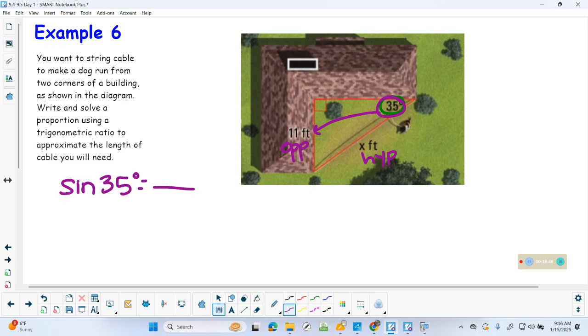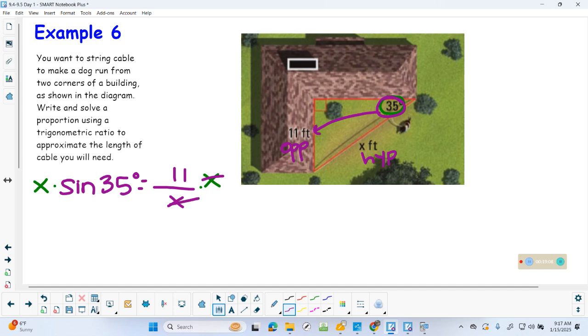And again, make sure you have the sides in the correct order. Remember, it's SOH, S-O-H. Opposite first, and then hypotenuse. Now, again, there's the geometry. I'm just going to use my algebra solving skills. Let's get rid of the fraction. Nobody loves a fraction in here but me.